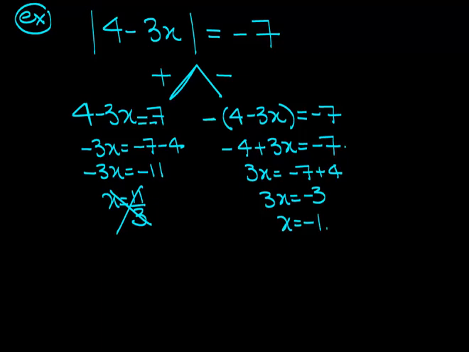So this time I'm not going to use the calculator. I'll just do it quick. If x is minus 1, you get negative 3 times negative 1 is positive 3. 4 plus 3 is 7. Absolute value of 7 is 7. That's still not equal to this, so that doesn't work. So according to this, you have no solution, which is the right answer.